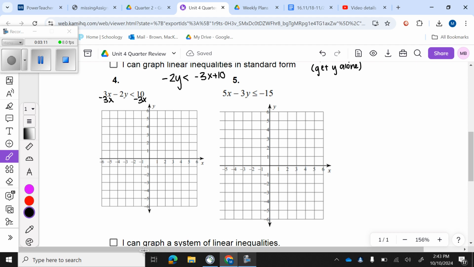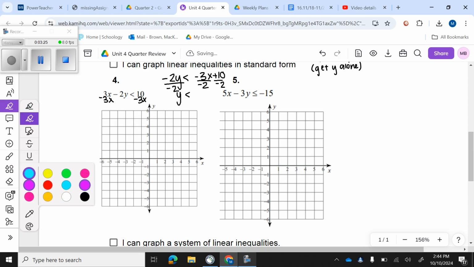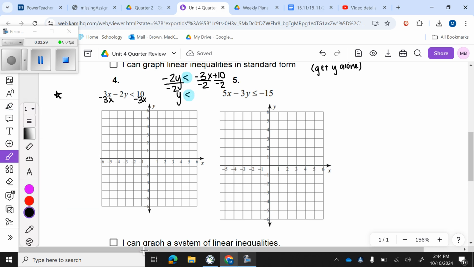All right, here's where we're about to have to be really careful. To get this y by itself, we're going to have to divide by a negative 2. If you divide an inequality by a negative, remember that you have to flip your sign, okay? We divided by a negative, so you have to flip the sign. Let's maybe make a note of that.